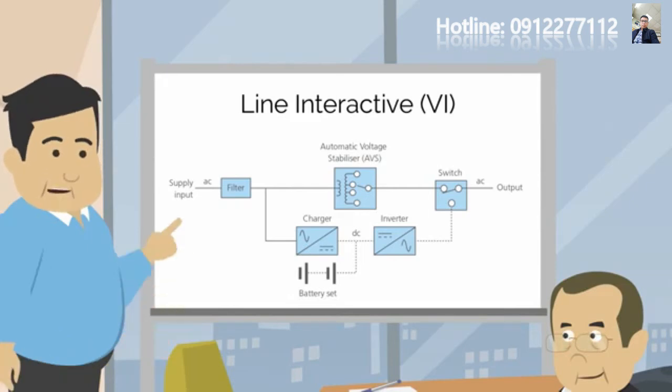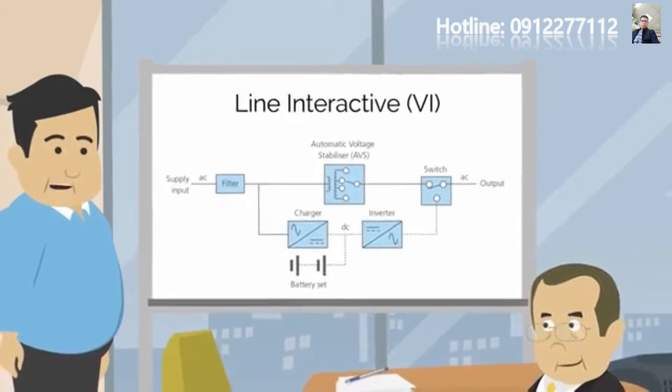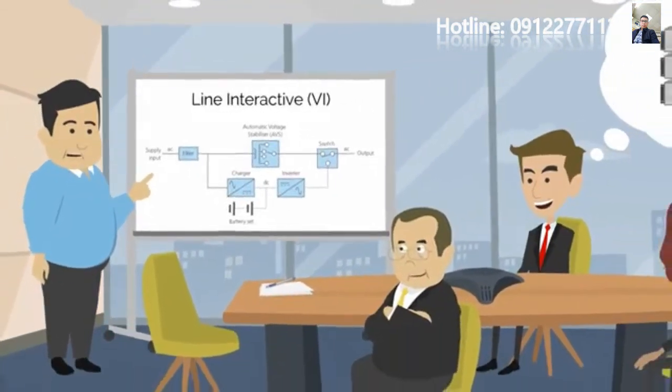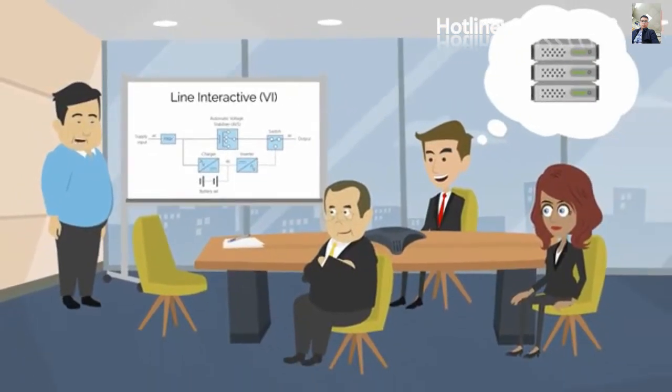Line interactive systems, with their greater power protection features and their larger power capacities, are well suited and often used for larger non-critical loads, such as telephone switches, servers and smaller motor applications.